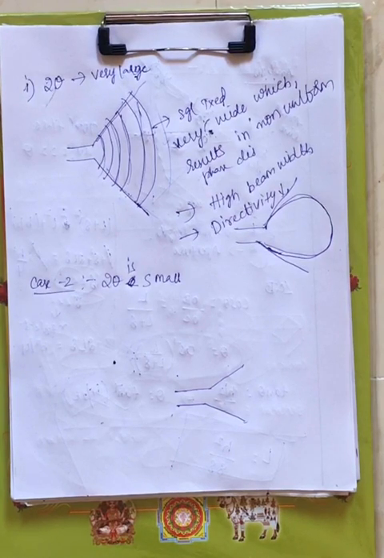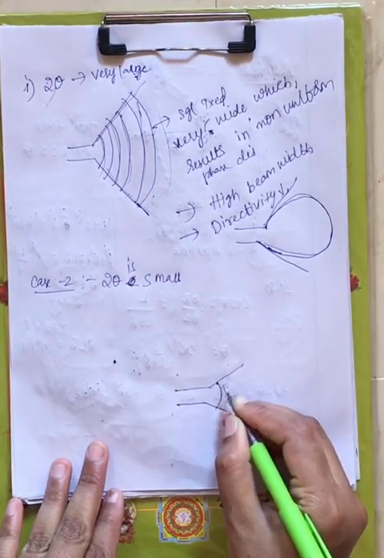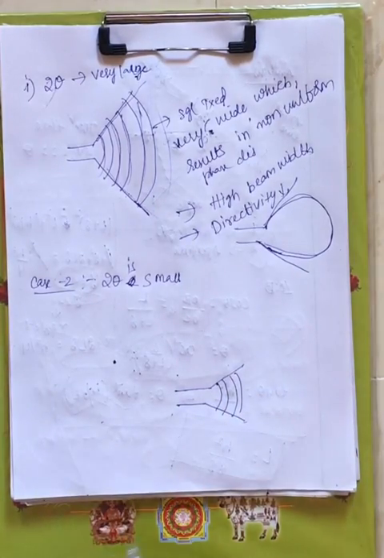Decreases. Now coming to the second case where the flaring angle is small. Now if you see this, the signal is not transmitted widely.